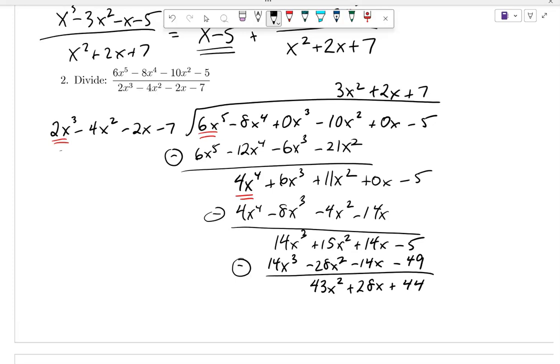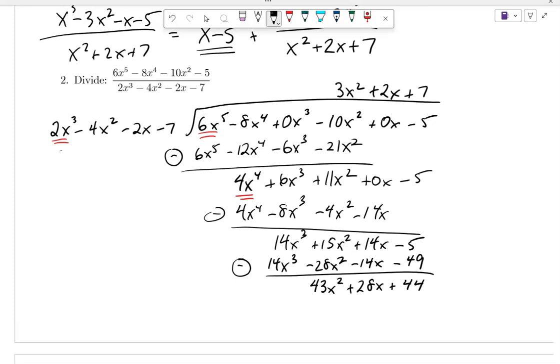How do we know we're done? Because this degree is less than the one we started with. That's fantastic. Exactly right. This degree right here is 2. We started over here with what we're dividing by, our divisor, as a degree 3. So we know we're done.